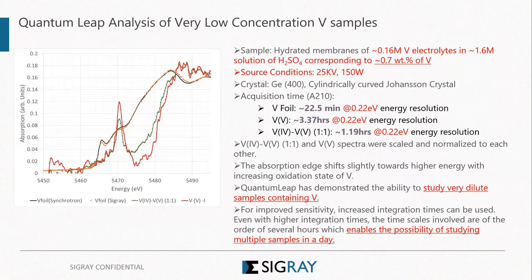And this is a very low concentration sample. It's, I think, a 0.7% weight concentration of vanadium, and it took several hours to measure. And we get the signature, and we expect with our new system we will do a faster measurement. But essentially, 1.5% or a few percent level would be taking hours of measurement.